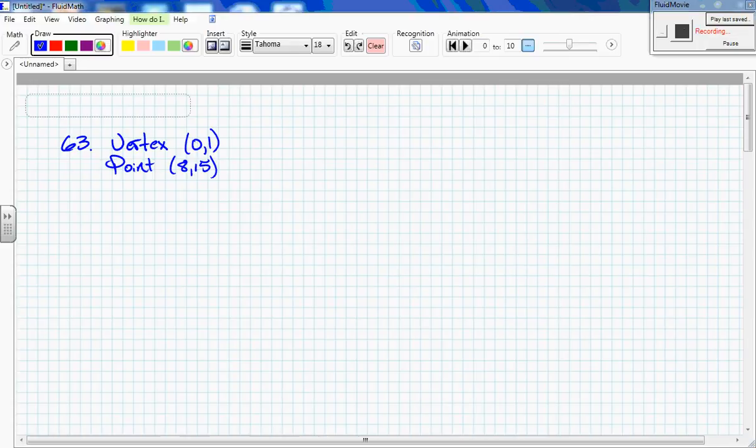Okay, to solve 63, the directions say that each point lies on a parabola that has its vertex at (0, 1). The thing that you need to know about this vertex is that it is on the y-axis, therefore the y-intercept is going to be 1. Remember, in standard form, the y-intercept is always c. So in this case, c equals 1.